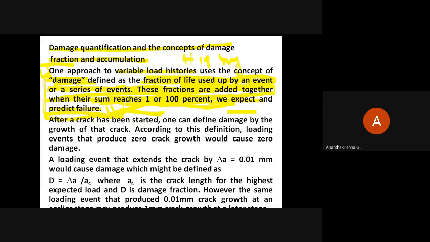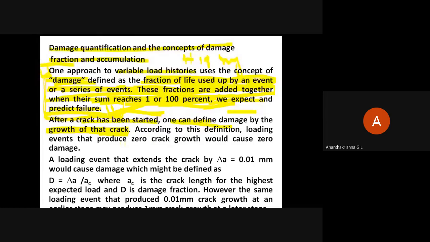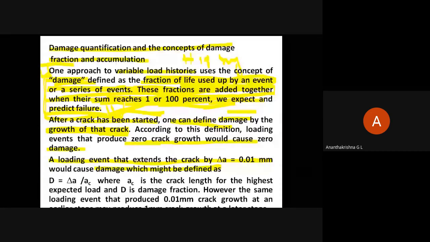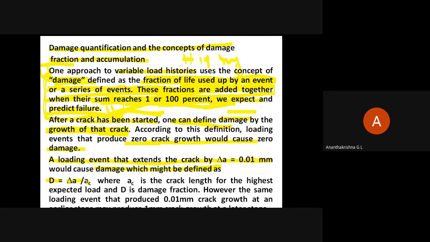Now, after a crack has started, one can define damage by the growth of that crack. When there is a crack in the component, that crack will grow, and at what pace it is growing lets us predict failure. If an event produces zero crack growth, it causes zero damage. If the event causes a small crack, it can lead to bigger damage. A loading event that extends the crack by 0.01 mm would cause damage defined as D equals delta A by delta AC, where AC is the crack length for the highest expected load and D is the damage fraction.